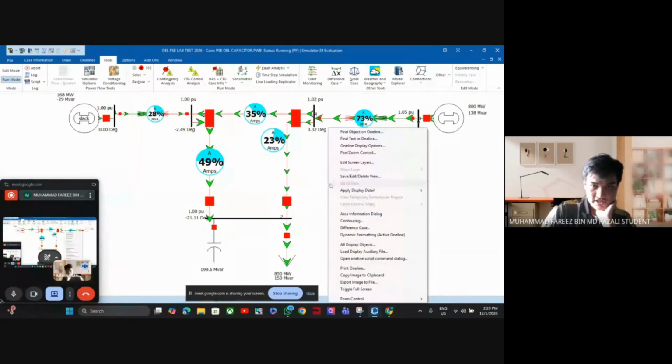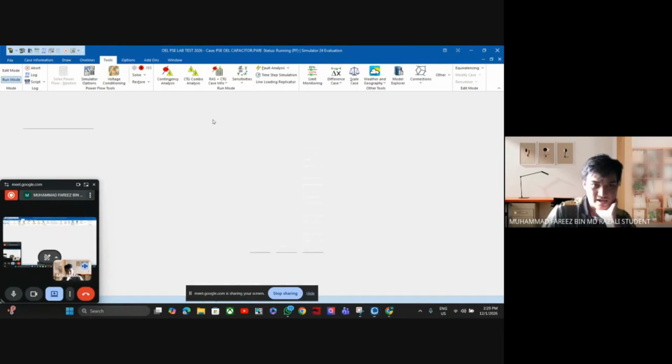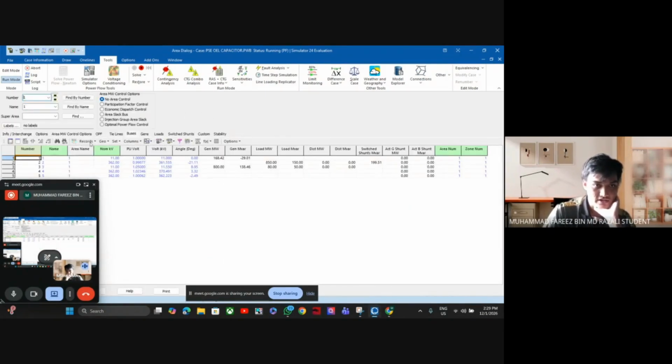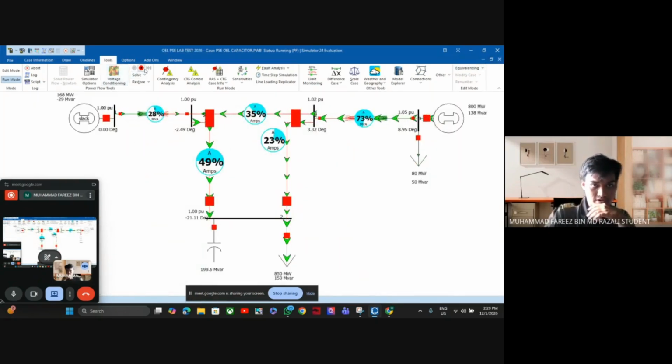So let's check the table for every value. Here are the nominal kV, PU volt, kV, angle, generator megawatt, generator MVAR, load MVAR, and also switch shunt MVAR. This one is here because we added a capacitor on bus 2. Here is the value. Just now with no capacitor, we didn't have this because we didn't put in a capacitor. So that's all, this is the value. You can see it's very stable. Let me pause first.